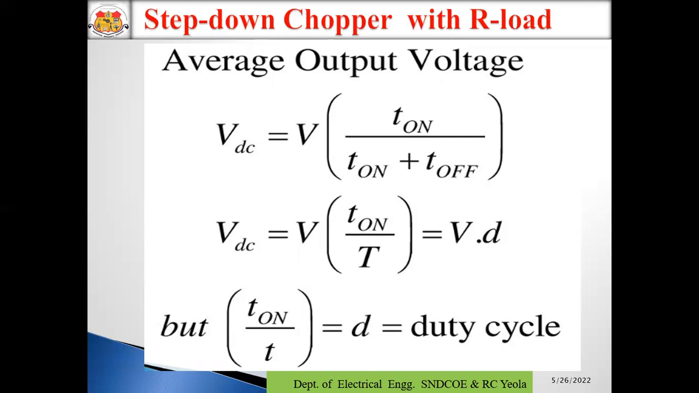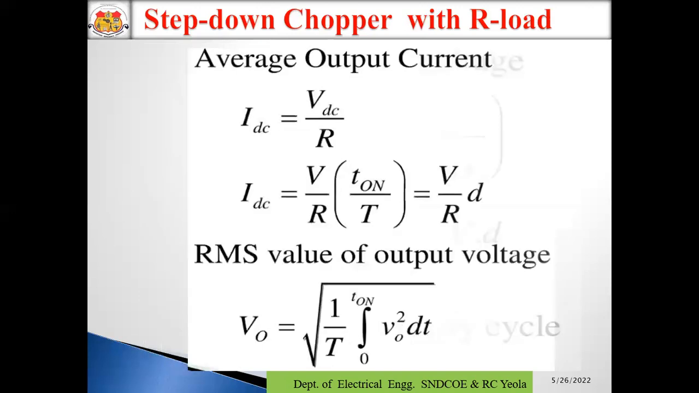In the next equation, you can see the V of DC, that means the average output voltage, is equal to V of T on upon capital T, where capital T, the total time period, is equal to T on plus T off time. We can also write this equation as V into D, where D is the duty cycle. So these are the formulas for the average output voltage. T on upon T is equal to D, which is called the duty cycle. This is the most important parameter for chopper circuits.